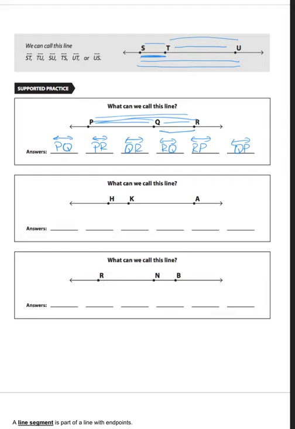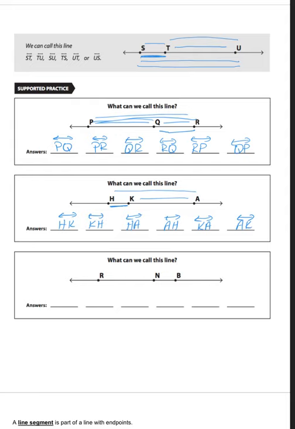Now I sometimes get confused if I do it that way, so I typically will look at HK and then I'll go ahead and reverse it. So I've got line HK and line KH, those two forwards and backwards. Now I could do HA and AH. So we've got those two forwards and backwards, and then I could do KA and AK. So I get all of those forwards and backwards together so I don't miss anything.